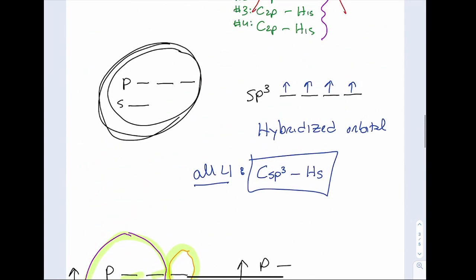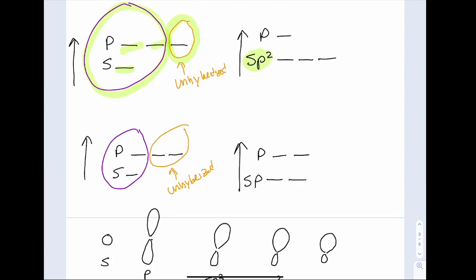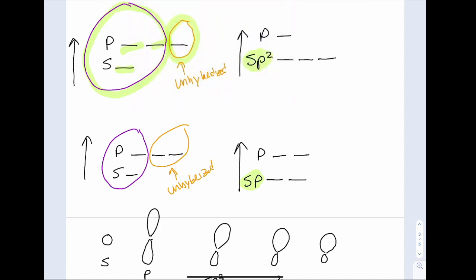So if I have 4 electron groups, it is going to be sp3 hybridized. If I have 3 electron groups, it's going to be sp2 hybridized. If I have 2 electron groups, it's going to be sp hybridized. What if I want 5 electron groups? What if I'm looking at something that's trigonal bipyramidal? I have 5 electron groups. What are we going to do?